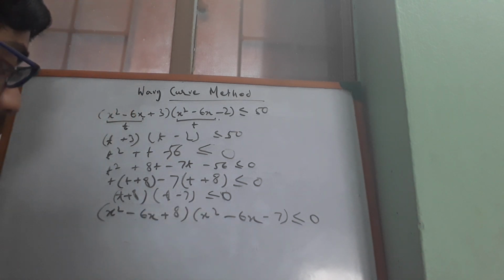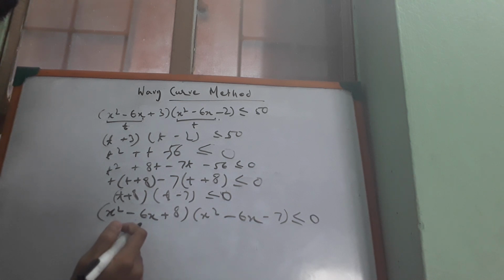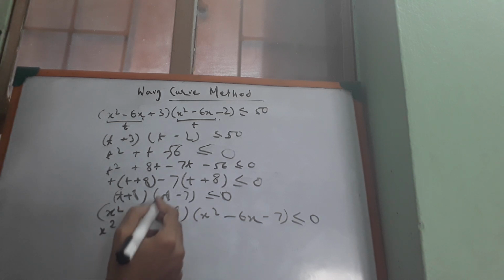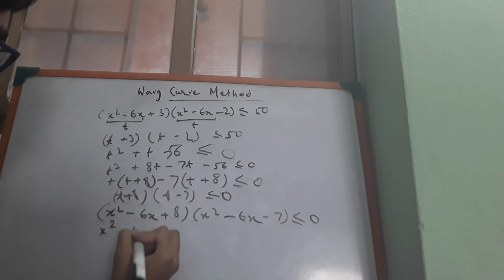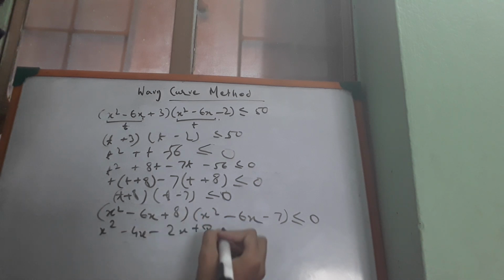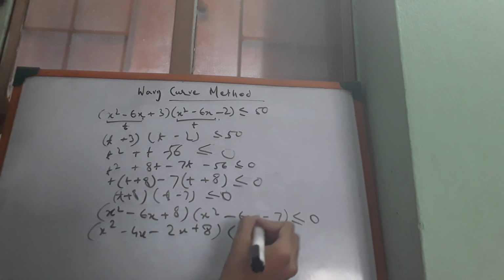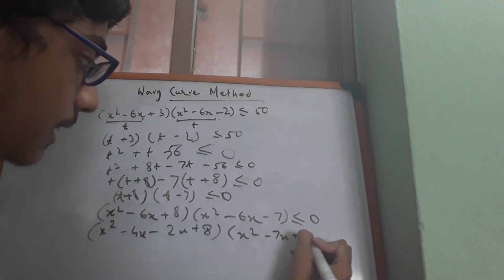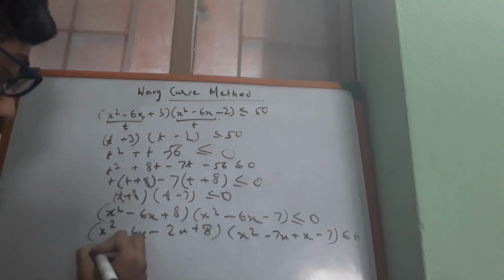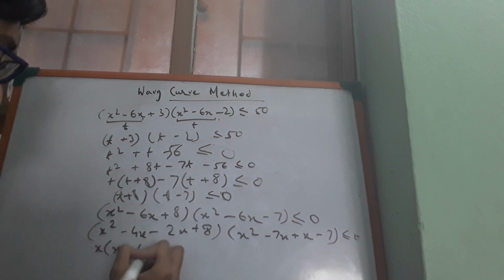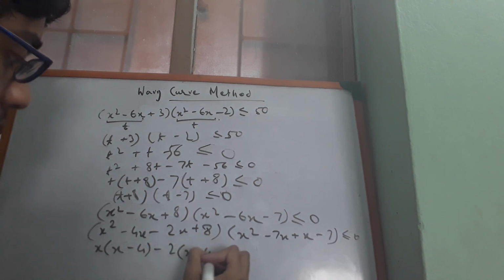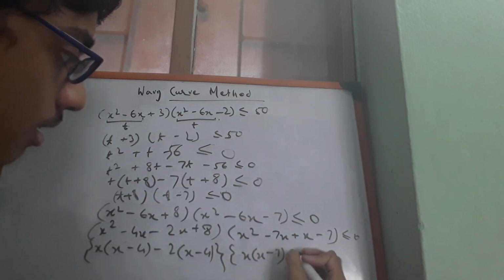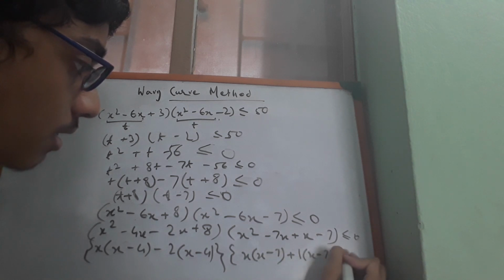So we need an 8. 3 times 2 is 6, or we need an 8 here basically. 4 times 2, yeah, x square minus 4x minus 2x plus 8. Then x square minus 7x plus x minus 7, since we have a 7 here, so we need a 6 here, less than or equal to 0, right? So you factorize the first expression, x common, x minus 4, minus, we take the 2 common, x minus 4, because of a minus, so we'll have a minus here. Again, if we take the x common, x minus 7 plus, if we take 1 common, x minus 7 less than or equal to 0.